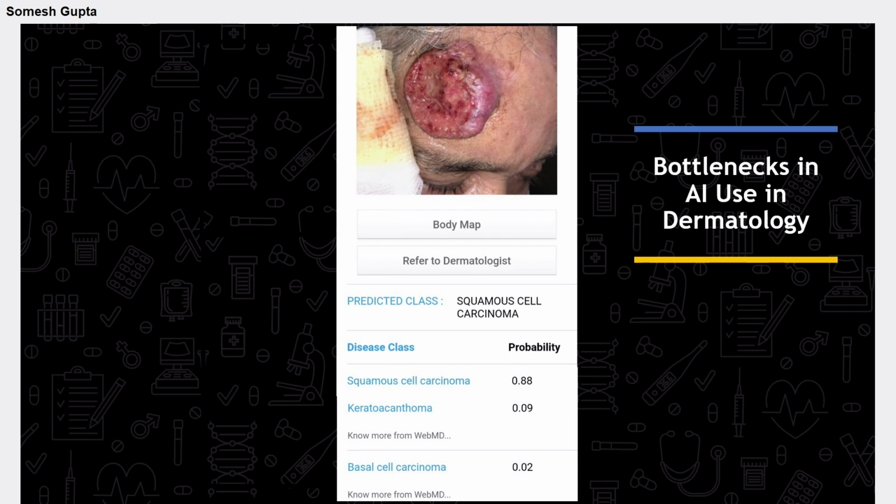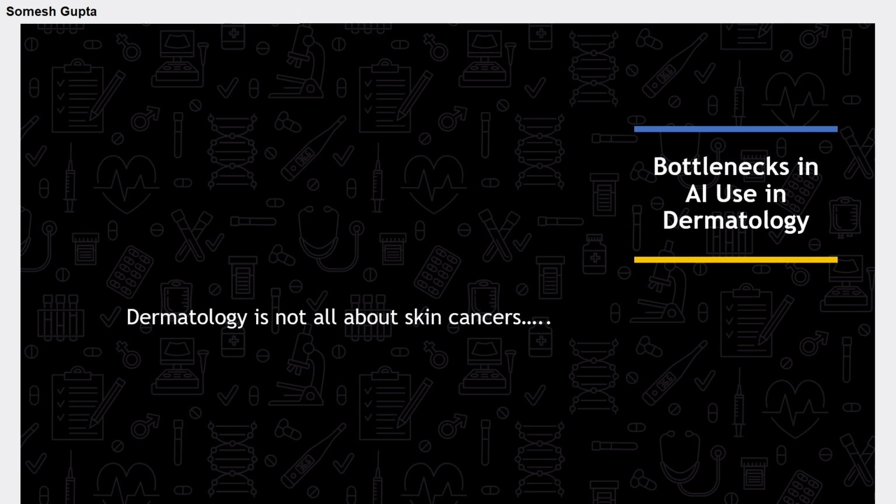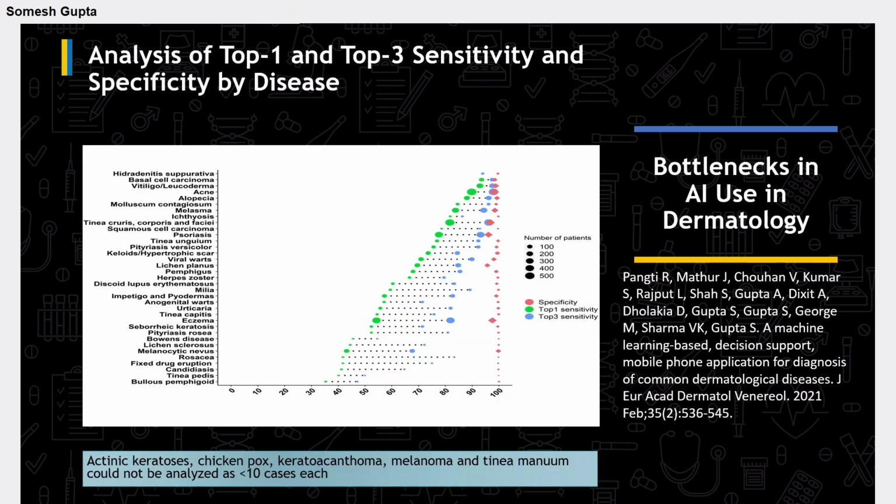This is how this app works, as shown earlier by other speakers: it gives the probability in terms of percentage. For example, in this case, an 88% probability of this being a squamous cell carcinoma. It provides the top 3, and these percentages are normalized within the top 3 probabilities which the application shows. But dermatology in skin of color is not about skin cancers. We have a very limited number of skin cancers coming up, which is a good thing. But then we analyzed our 5,000 patient study.